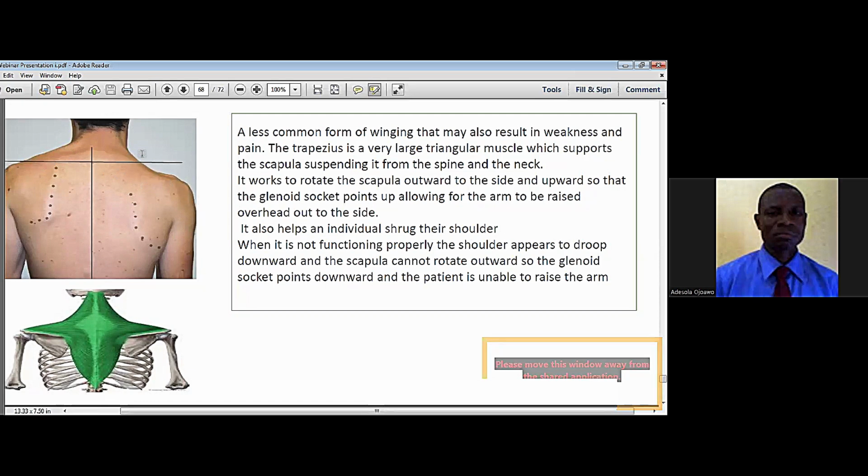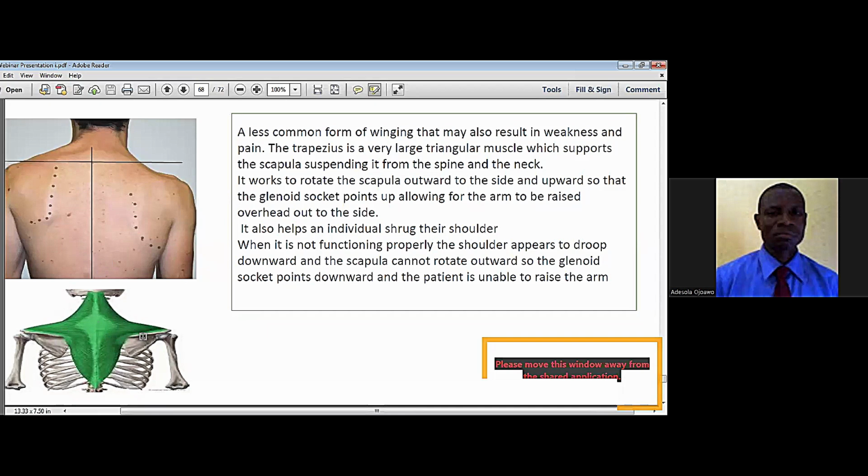The nerve supplying them is possibly not intact, and the weight of the scapula has not descended. We call it trapezius palsy, a less common form of weak scapula that may also result in weakness and pain. Trapezius is a very large triangular muscle. That's what we are seeing here, right? It supports the scapula, suspending it from the spine.